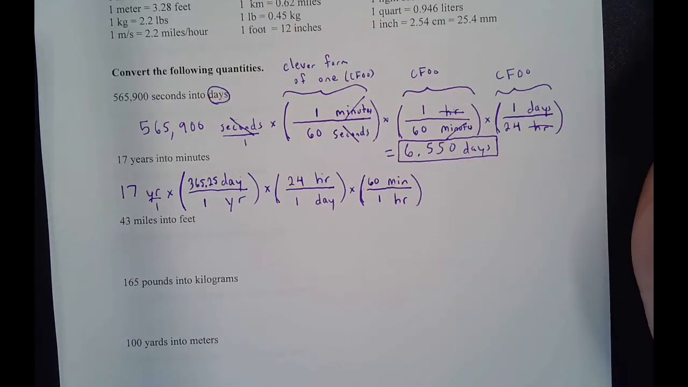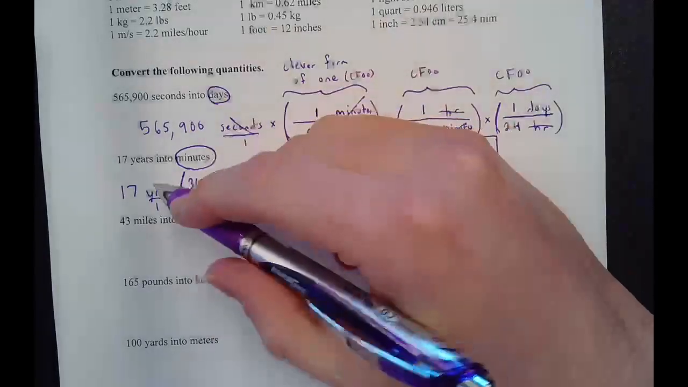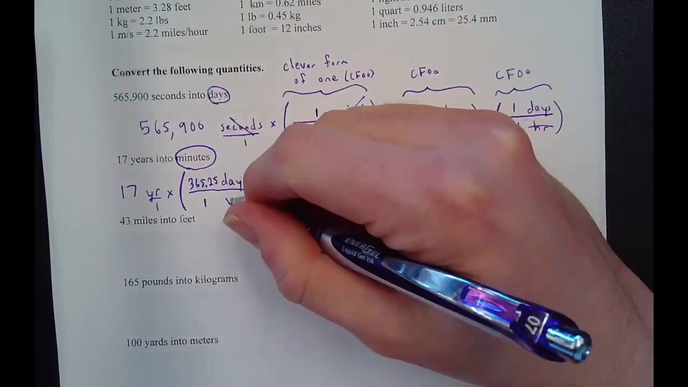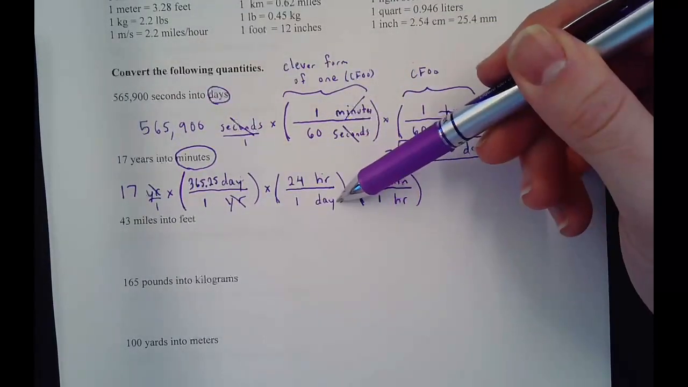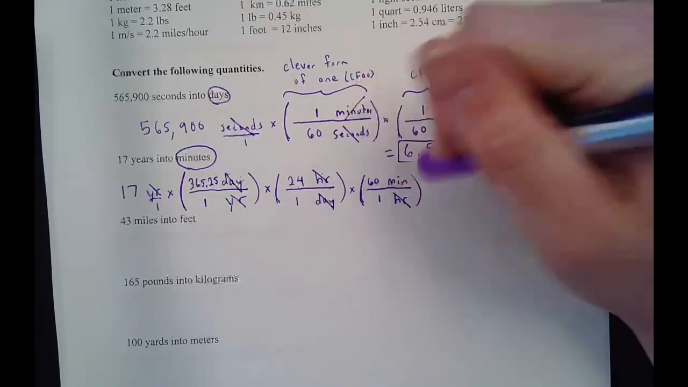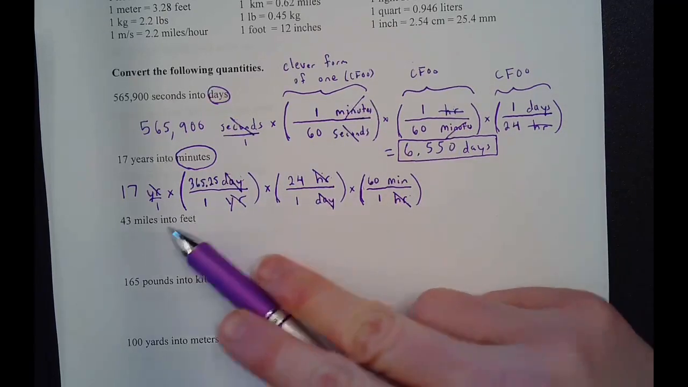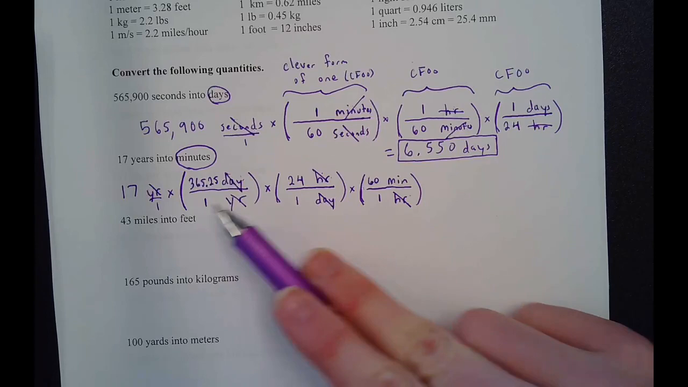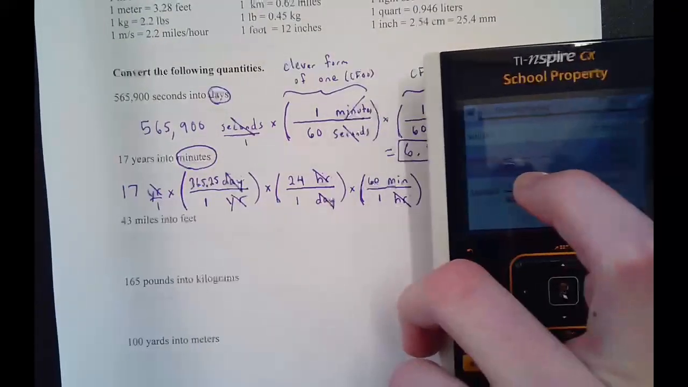I'm going to go through and make sure everything cancels except for the unit that's my goal, which is minutes. I have years in the numerator there and denominator there, so those will divide to 1. I have days in the numerator there and days in the denominator there, so that will divide to 1. I have hours in the numerator there, hours in the denominator there, that will divide to 1. And so I'm left with 17 times 365.25 times 24 times 60.